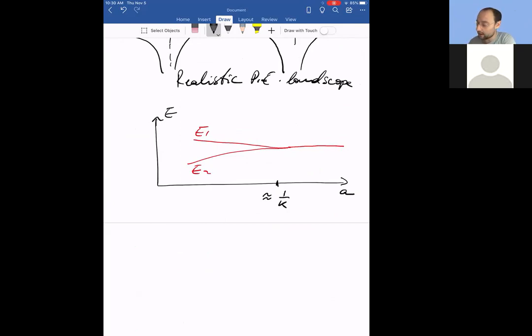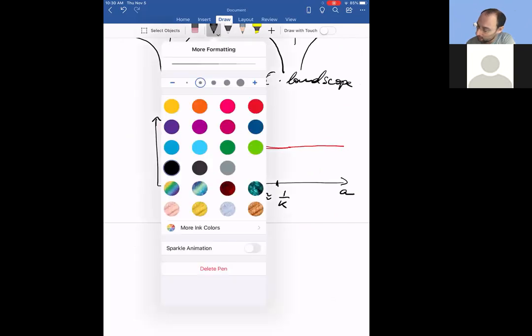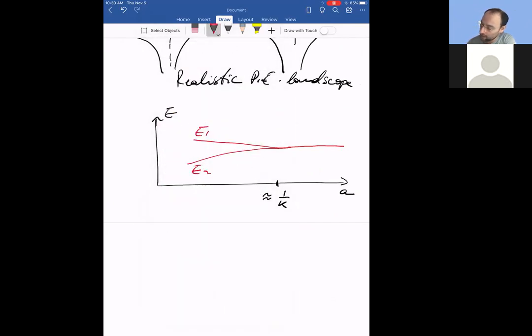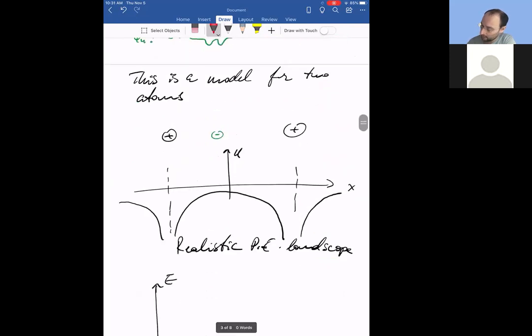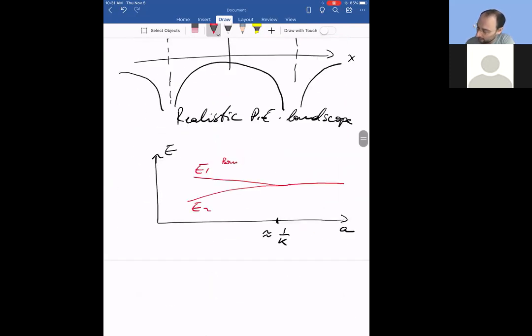So this is very interesting. In chemistry, you know what this is called. So in chemistry, this is called bonding state, and this is called anti-bonding. And this is bonding energy, and this is called anti-bonding.